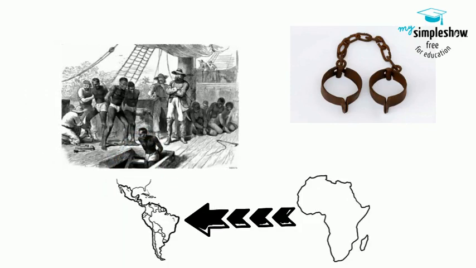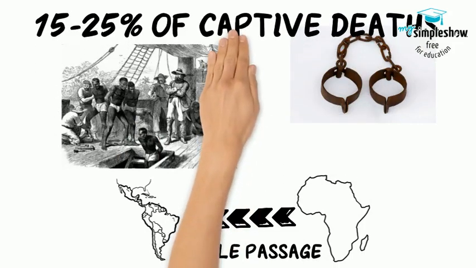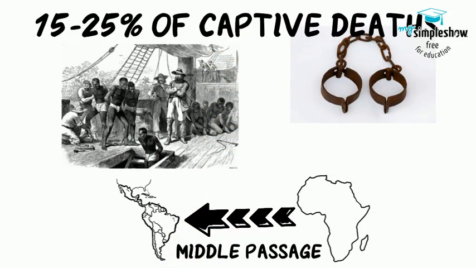The slaves were then branded and chained by the neck or the feet and loaded onto ships. Then they were sent across the Atlantic, or what was called the Middle Passage, the location of 15 to 25% of the death of slaves.